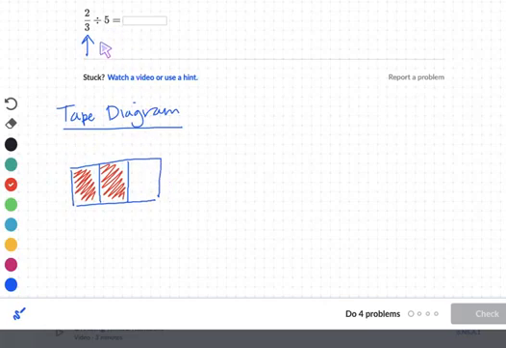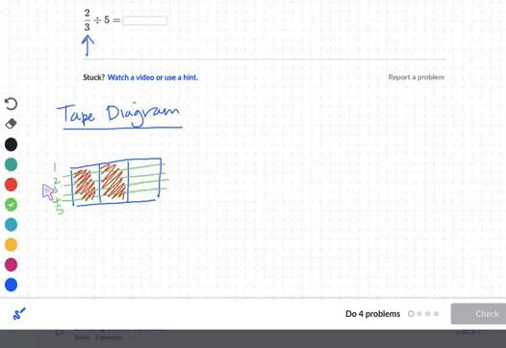Now I'm going to divide it into 5 different parts. So that means I'm only drawing 4 lines. 1, 2, 3, and 4. Doesn't have to be equivalent. So I have 1, 2, 3, 4, and 5 parts.